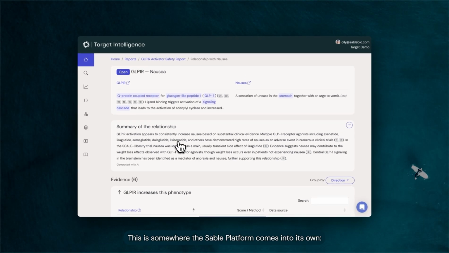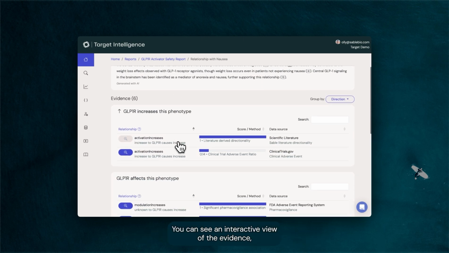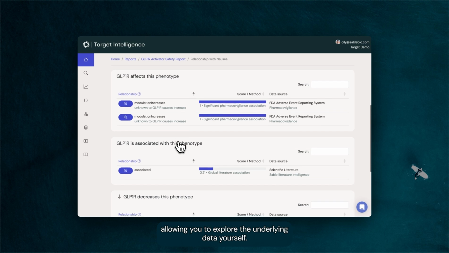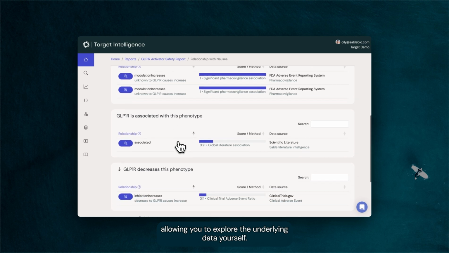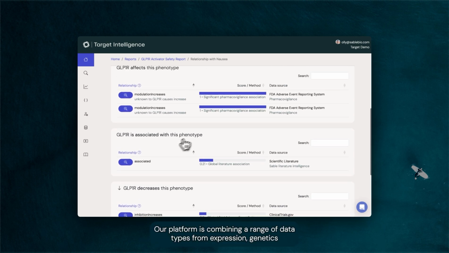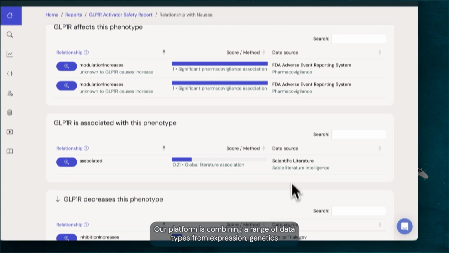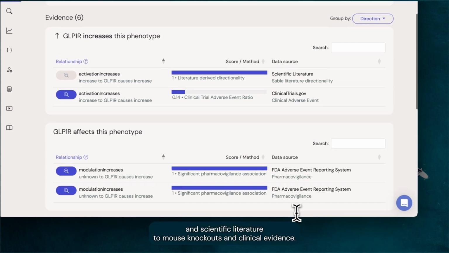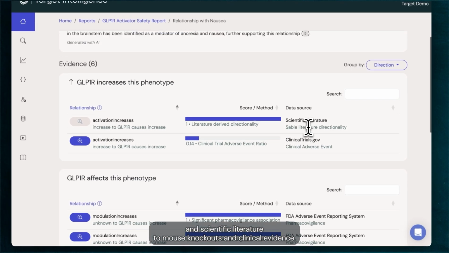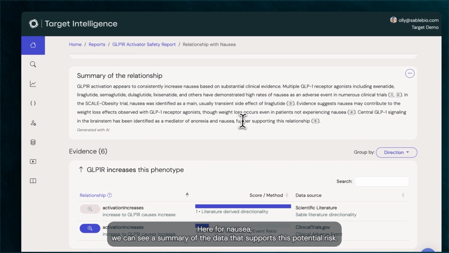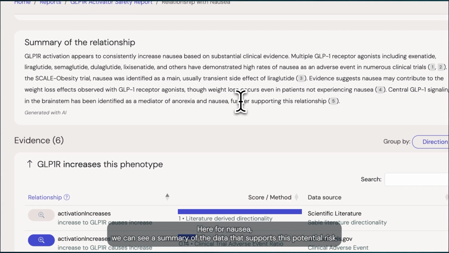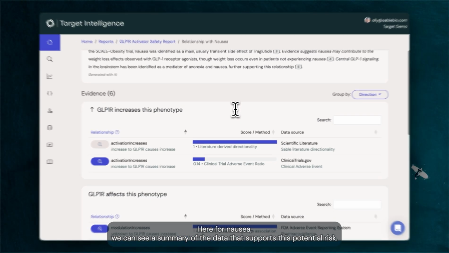This is somewhere the Sable platform comes into its own. You can see an interactive view of the evidence, allowing you to explore the underlying data yourself. Our platform combines a range of data types, from expression, genetics, and scientific literature, to mouse knockouts and clinical evidence. Here for nausea, we can see a summary of the data that supports this potential risk.